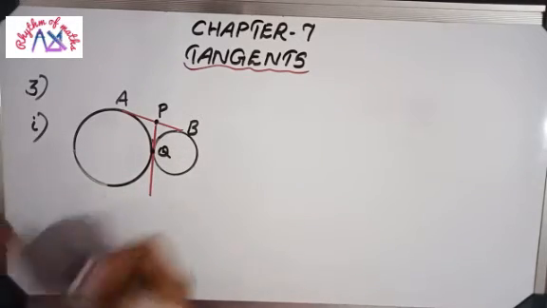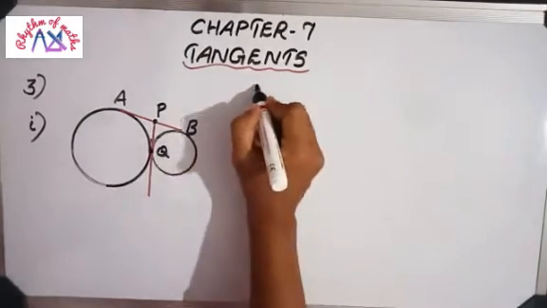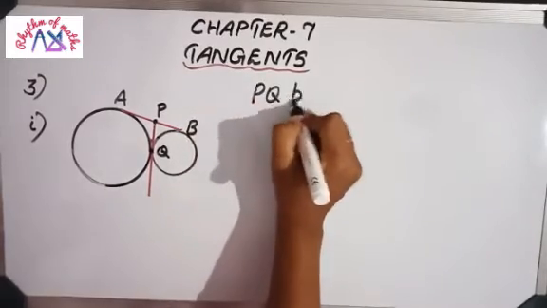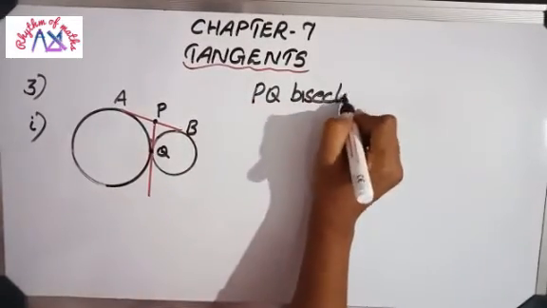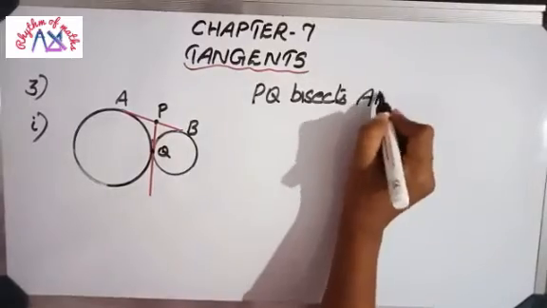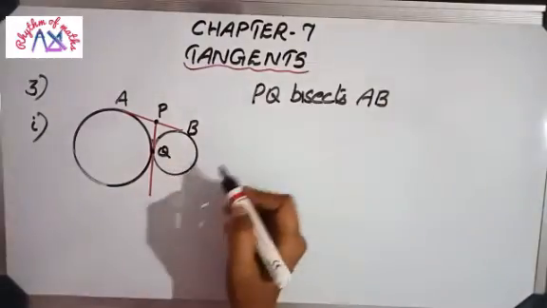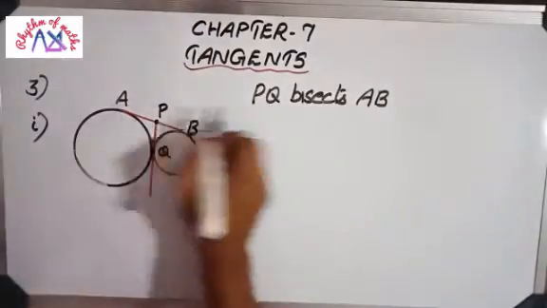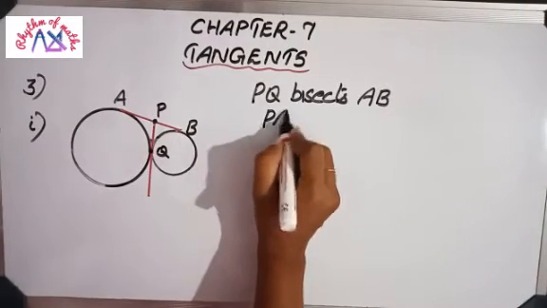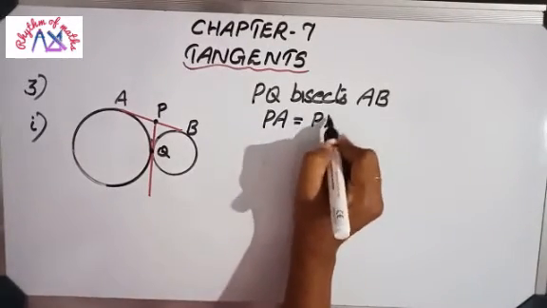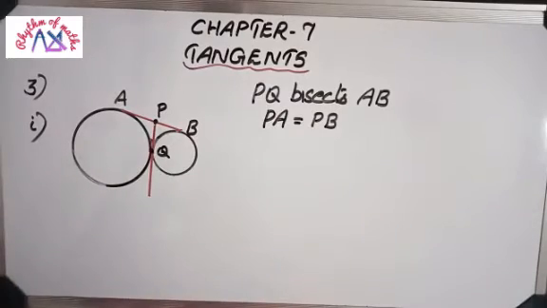Question is, prove that this common tangent PQ bisects the other common tangent AB. PQ bisects AB. So bisect means what? Divide into equal halves. That means we need to prove PA equal to PB. This is what we need to prove here.